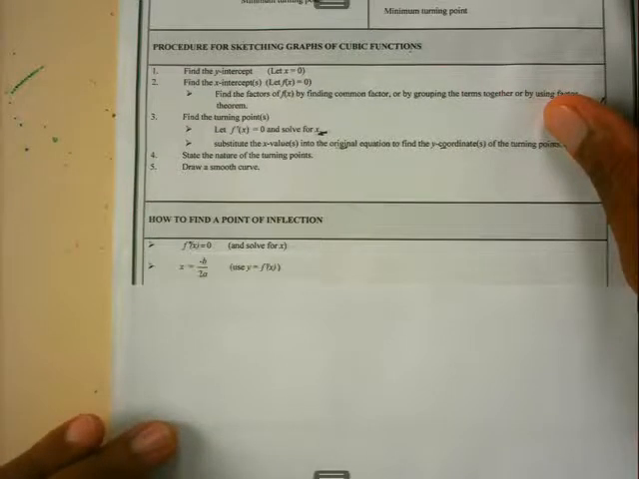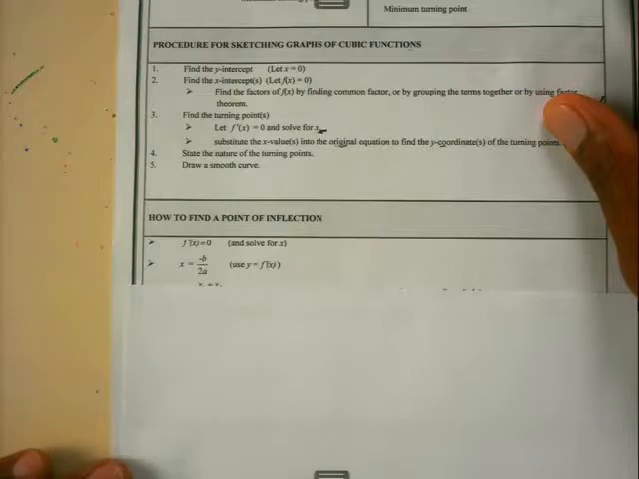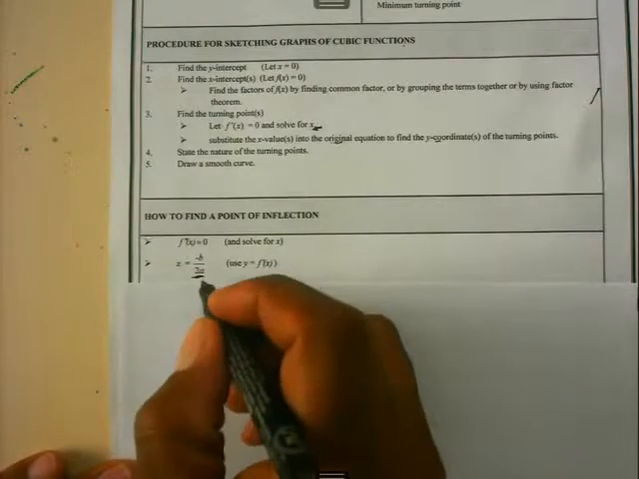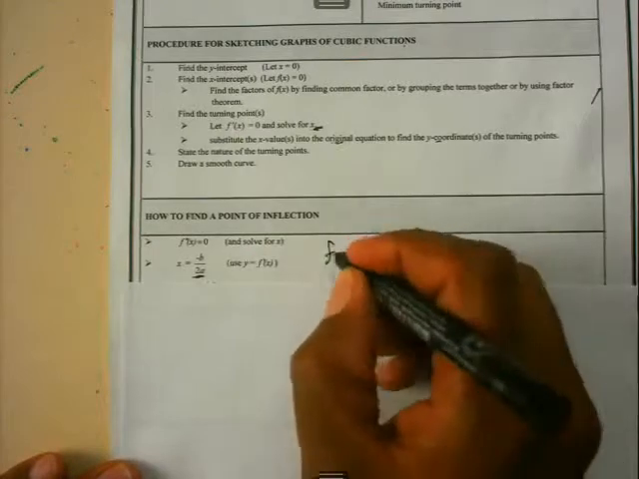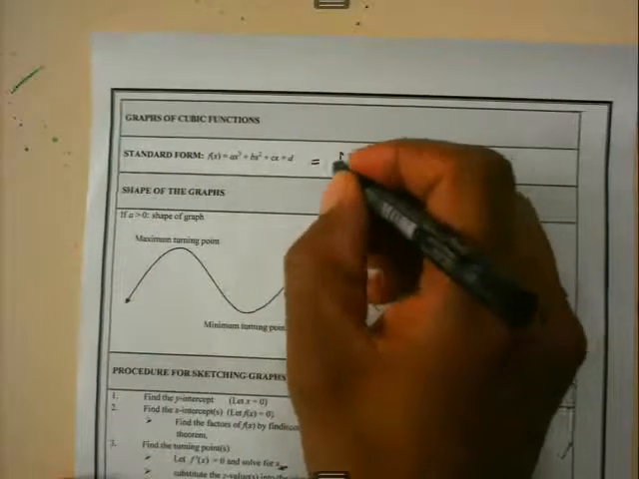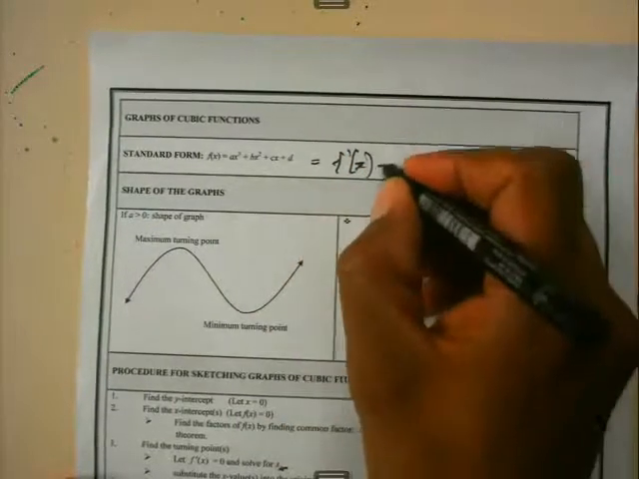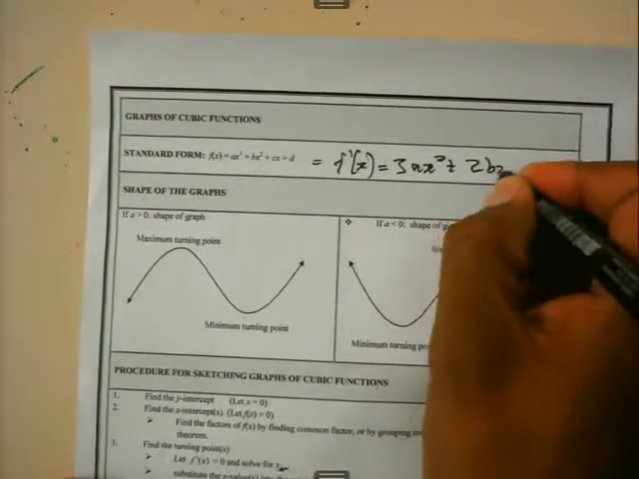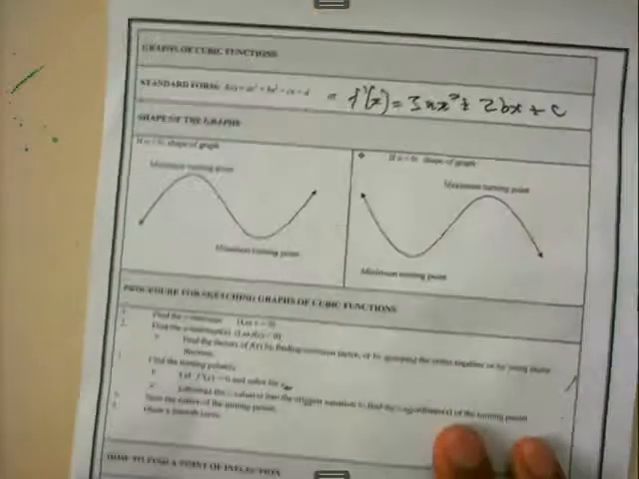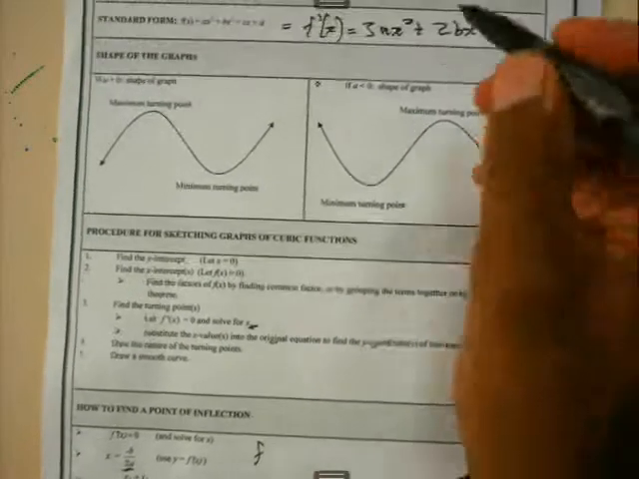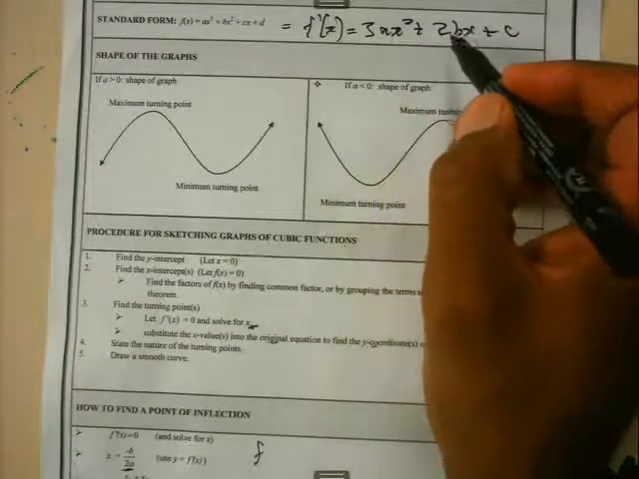Good. The next option is that you can also use x equals minus b over 2a. Remember, you will only apply this one to the first derivative. From the standard form, when I find the derivative, f prime of x equals 3ax squared plus 2bx plus c. This formula, x equals minus b over 2a, we are going to use in our derivative, 3ax squared plus 2bx plus c.